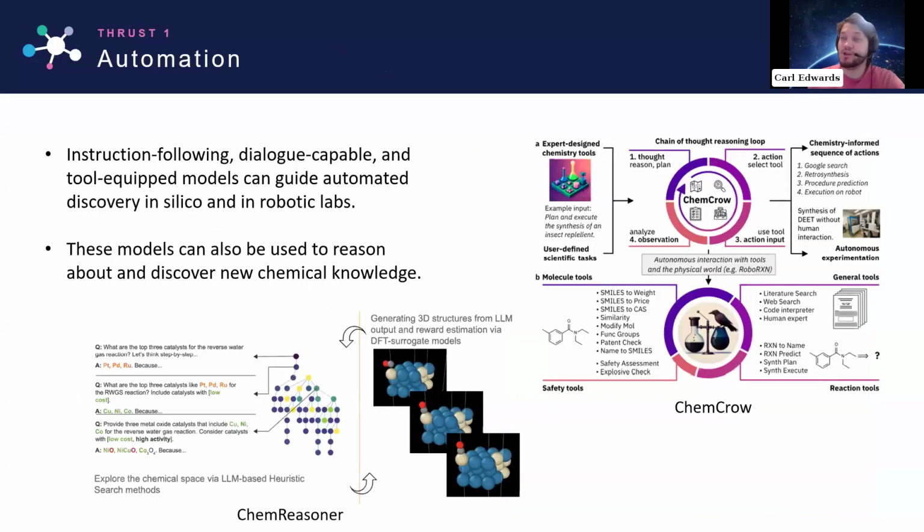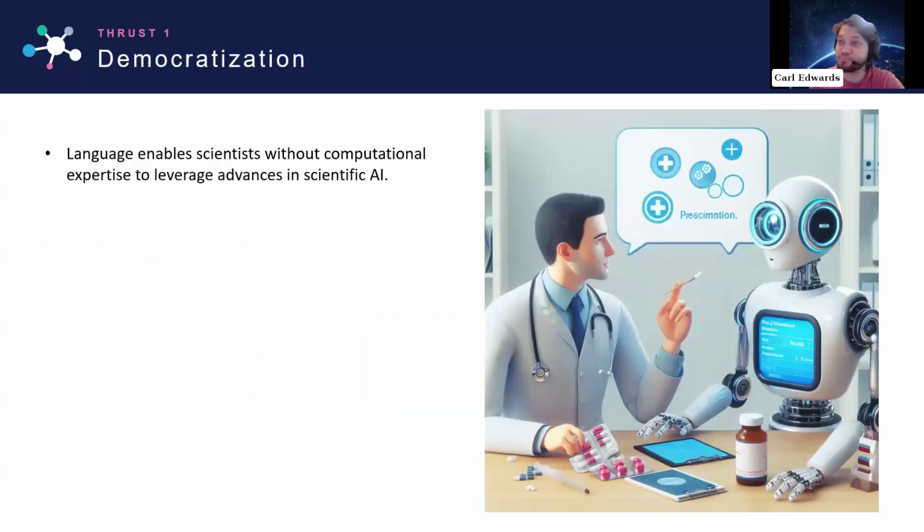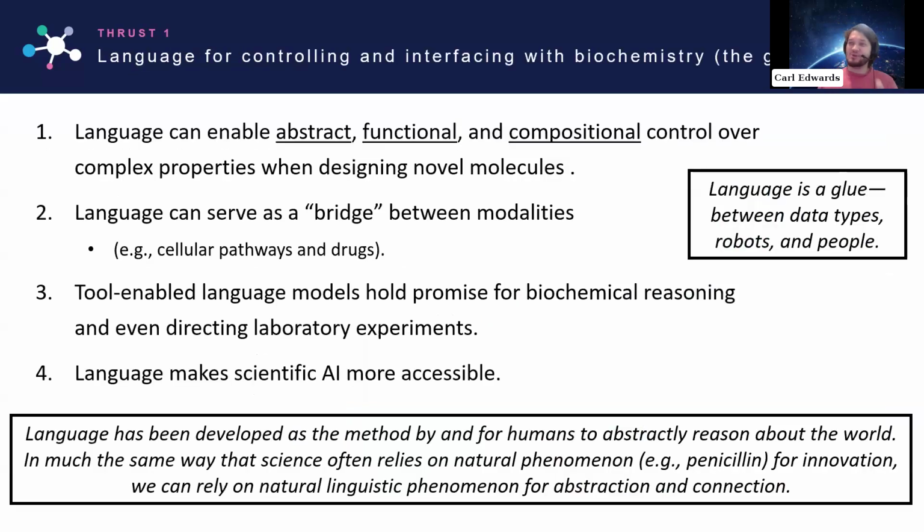Another key point is that automation is a very interesting direction that people are starting to get very excited about. Here, instruction following, dialogue capable, and tool equipped models can help us guide automated discovery, both in simulations and in robotic labs. These models can then be used to help reason about and discover new chemical knowledge. And finally, language is really useful for enabling scientists without computational expertise to use all of these new advances in scientific AI. So that's the overall goal.